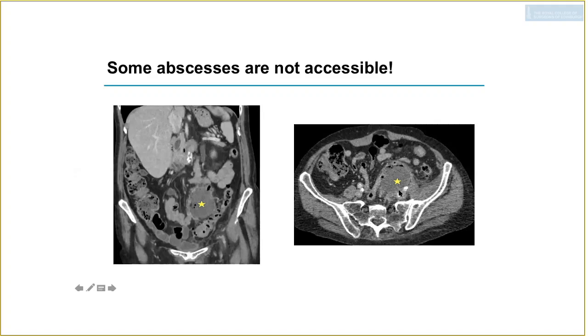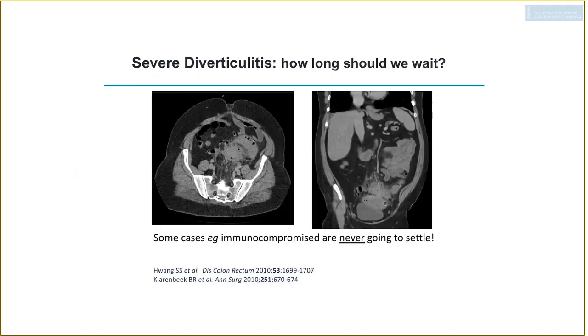And so we ended up having to operate, unfortunately, on her. And she did well, but she required a colostomy. And she was 75, and it's all a bit upsetting. So some cases we cannot drain by any other route.